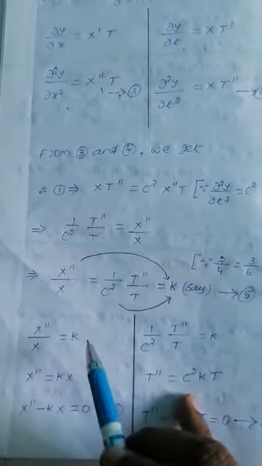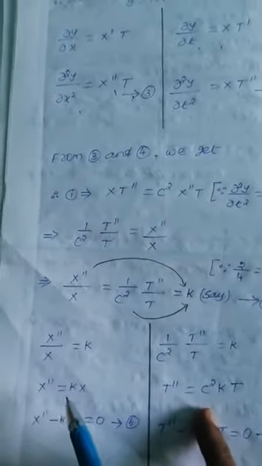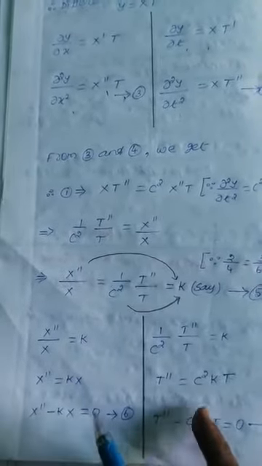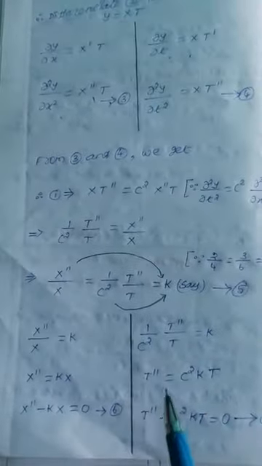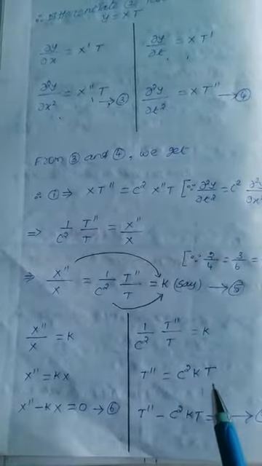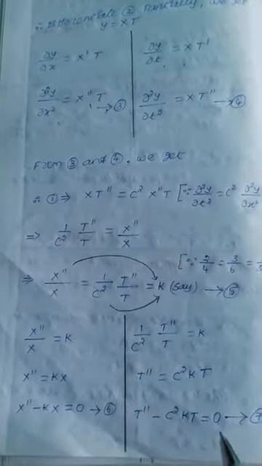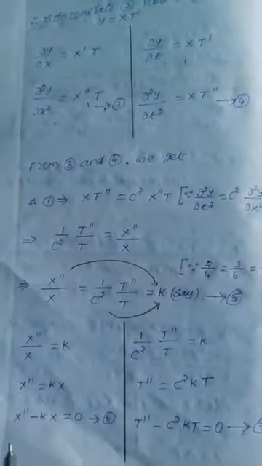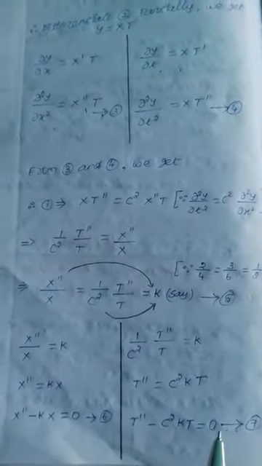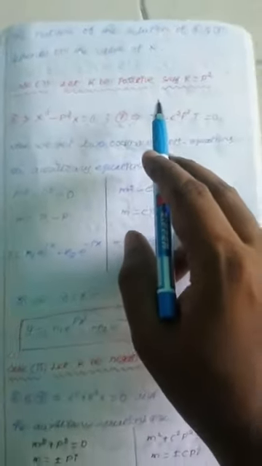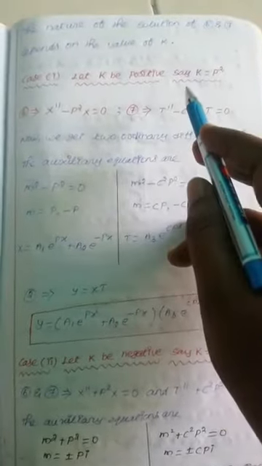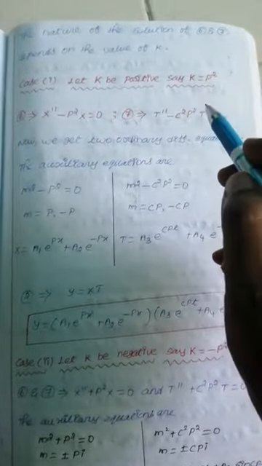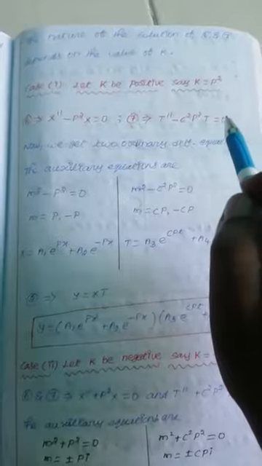Now X is multiplied with the k, X'' equal to kX, so X'' minus kX equal to 0, which is equation 6, and similarly T'' equal to c² kT. Now c² kT comes to the left hand side, T'' minus c² kT equal to 0, which is equation 7. Now we have two equations, equation 6 and equation 7. The nature of the solution depends upon the value of k. Now what will be the possibilities for the k value? k may be positive, k may be negative, k may be 0. There are only three possibilities for the k value.